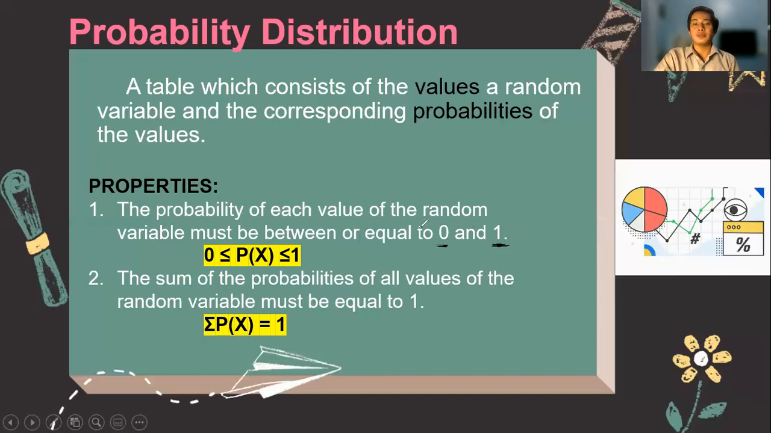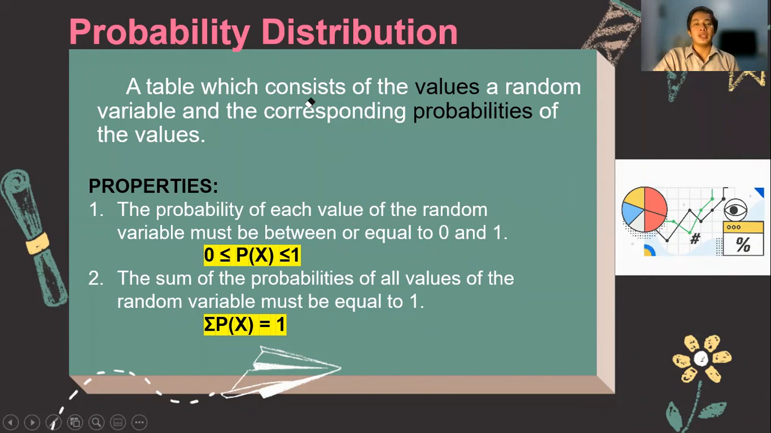So notice that probabilities will always go between 0 and 1, and can never go beyond 1 or below 0. Meaning the closer you get to 1, the more likely the event might happen. And the closer it gets to 0, the less likely the event will happen.